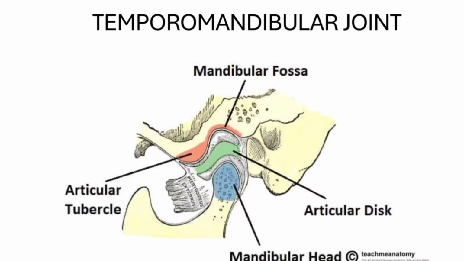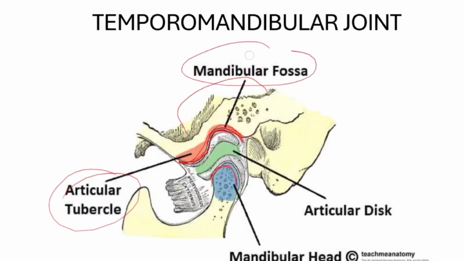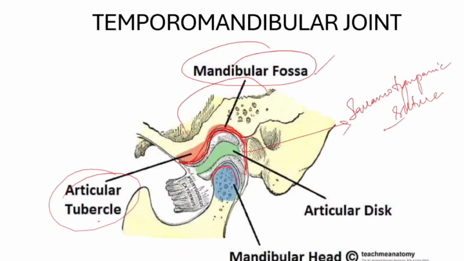So you can clearly see the superior articulating surface. This is the mandible and this is the temporal region, and this joint is known as temporomandibular joint. So it articulates with the articular tubercle above and mandibular fossa here, and here there will be a small suture line which is known as a squamotympanic suture. So these three structures, articular tubercle, mandibular fossa, and squamotympanic suture form a superior articulating surface.